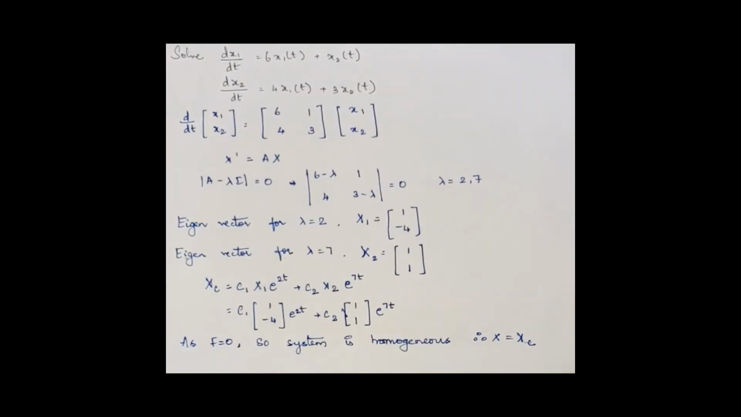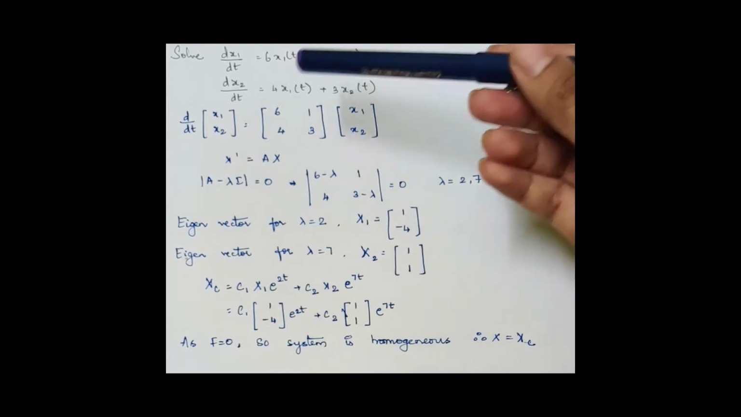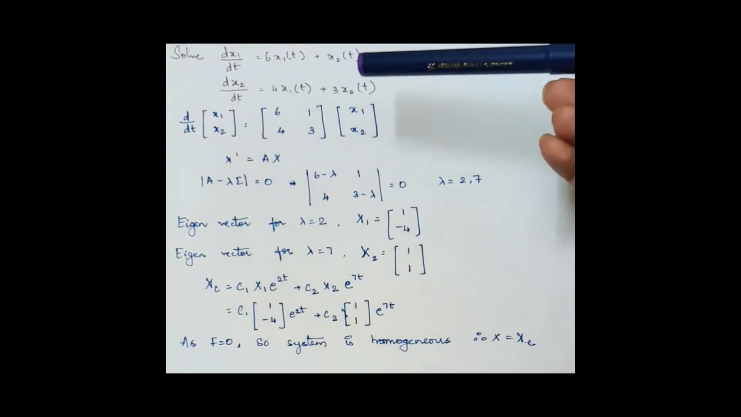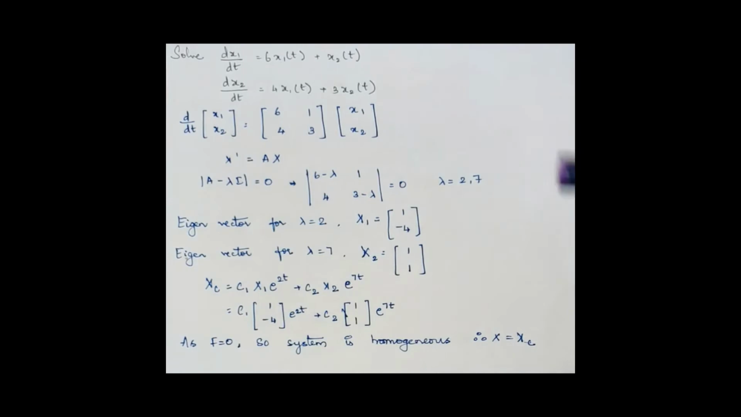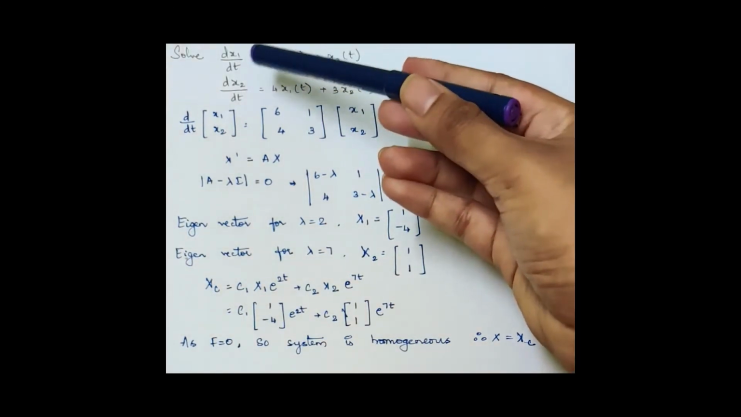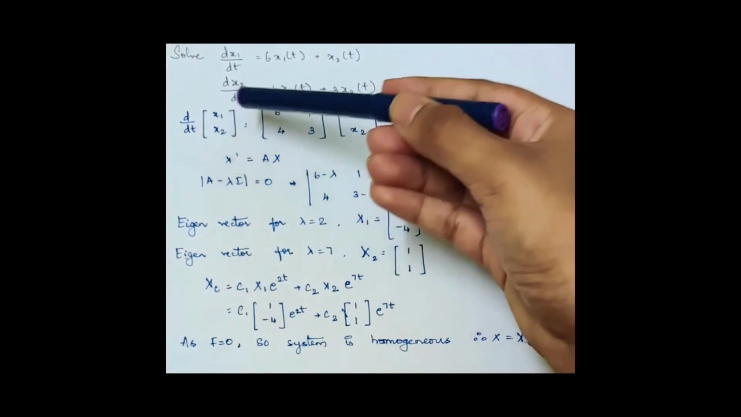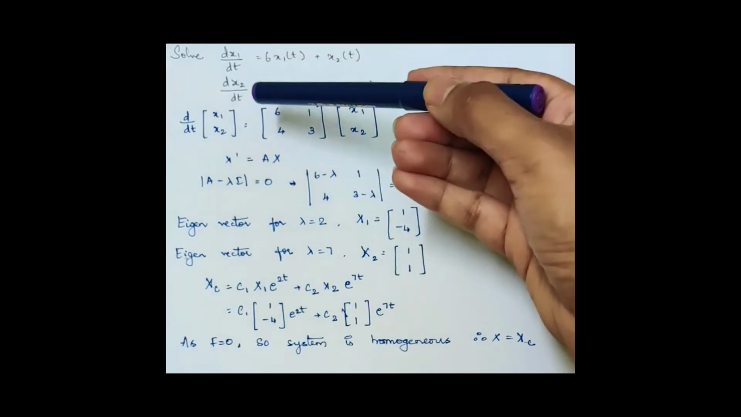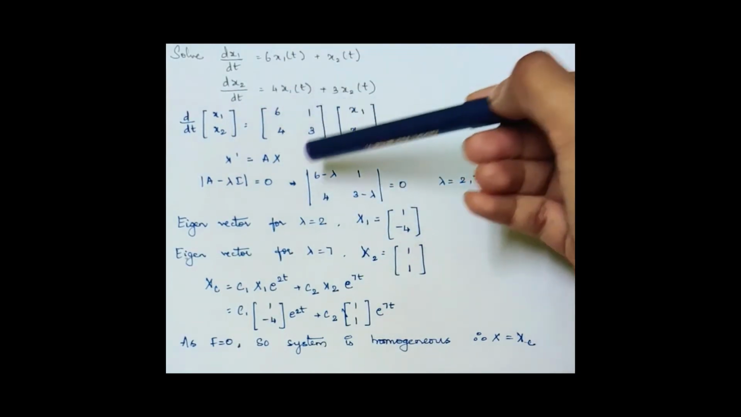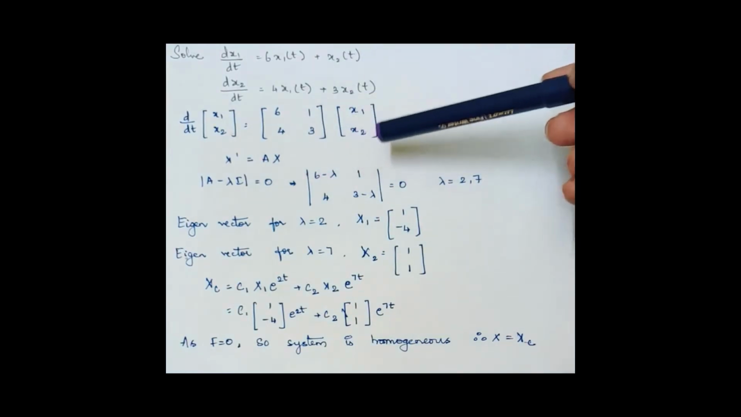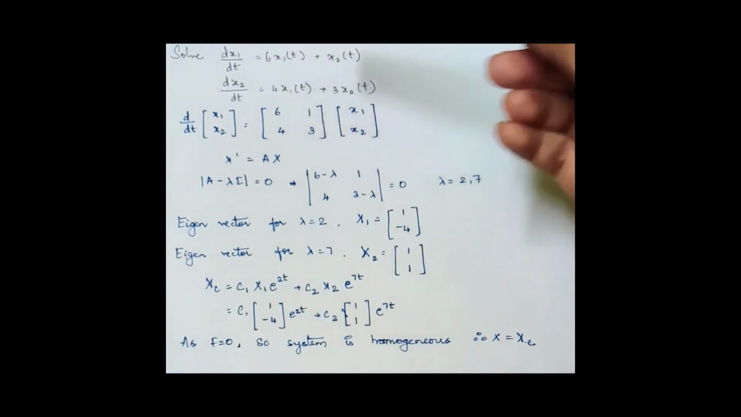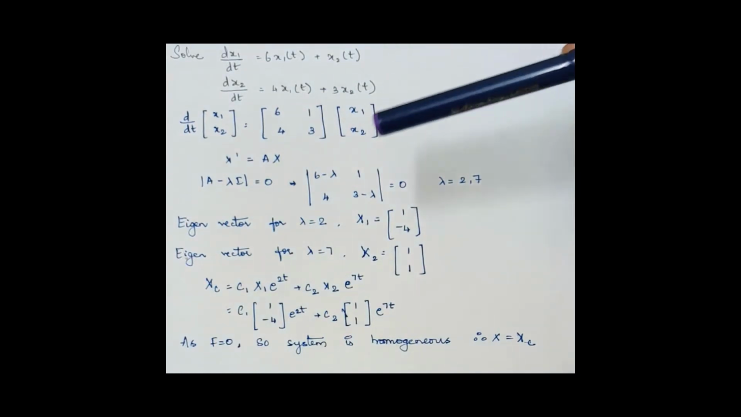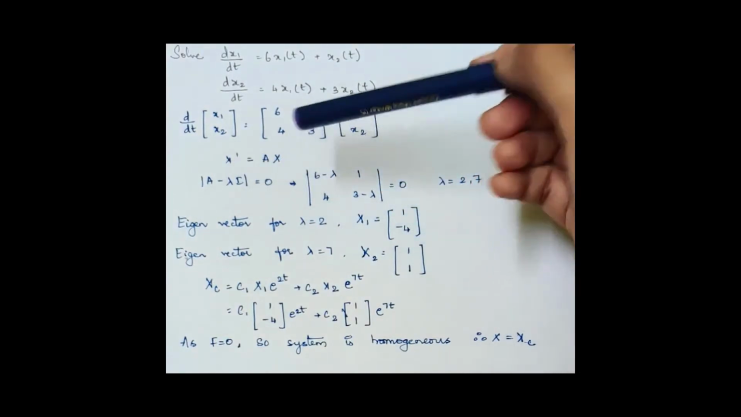Let's solve an example. So the question is dx1/dt = 6x1(t) + x2(t), and the second equation is dx2/dt = 4x1(t) + 3x2(t). Now you have these in the form of differentiation. So d/dt of (x1, x2) equals the matrix with rows (6, 1) and (4, 3) times (x1, x2). This relation is homogeneous because the functions are 0. So this is of the format x' = Ax.